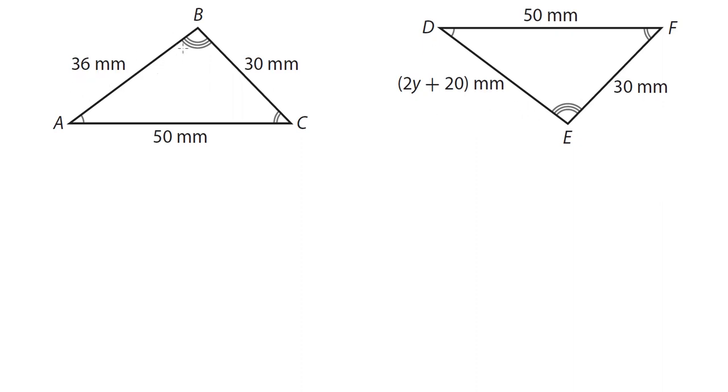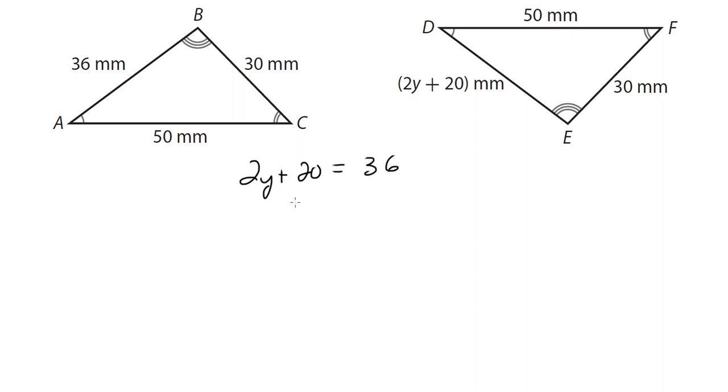And so we can see that AB measures 36 millimeters, and DE, we need to figure out what the value of y is to make these two triangles congruent. In order for these two triangles to be congruent, side DE must equal side AB. So we can write the equation: 2y plus 20 equals 36.